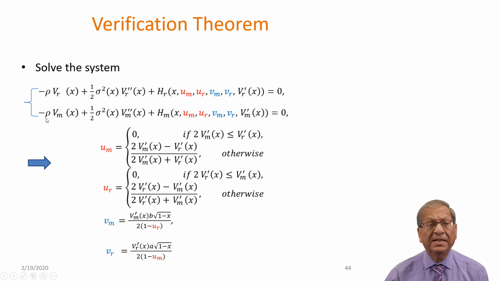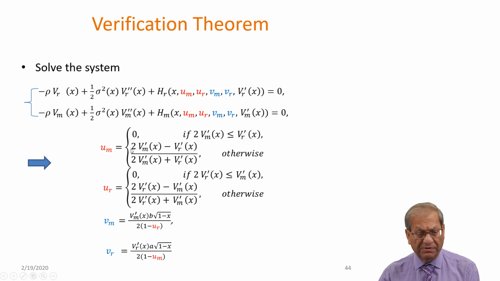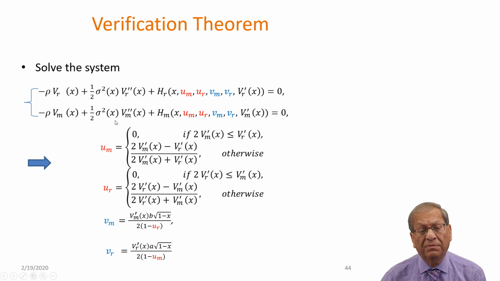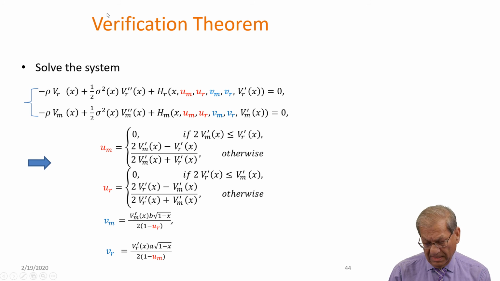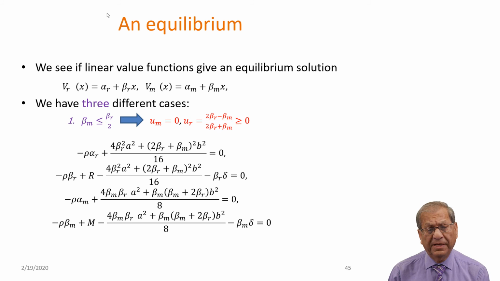Once we put that, it becomes two equations in VR and VM. These are partial differential equations, which are kind of difficult to solve. As you can see in these equations, UM is given by this, UR is given by this, VM is given by this, VR is given by this. So we have all of these in place. Here is what we do for a solution. We look for a linear value function.